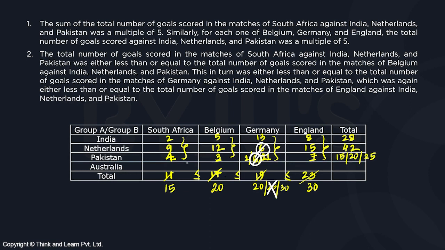In other words, Pakistan is going to be 4 plus 3 plus 1 plus 7, which is 15, or 4 plus 3 plus 11 plus 7, which is 25. So 20 is not possible for Pakistan. So we'll have two possibilities. One, where Germany has scored 1 goal against Pakistan, or may have scored 11 goals against Pakistan.